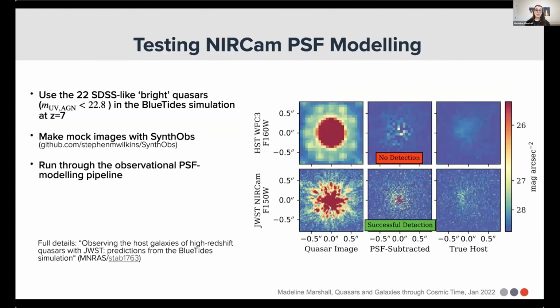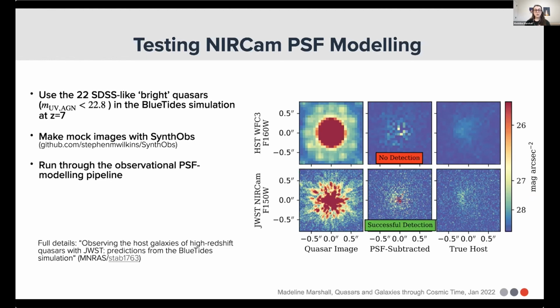So Tiziana discussed BlueTides earlier today, so I don't want to go into any of the specific details, but basically we use quasars from the BlueTides simulation. At redshift 7, there are 22 of them that are SDSS-like, quite bright quasars that are analogous to those that we will actually be observing. And what we do is we make mock images of each of these quasars using software called SynthObs. And so we make mock images with JWST in a lot of different configurations, and also HST for a comparison.